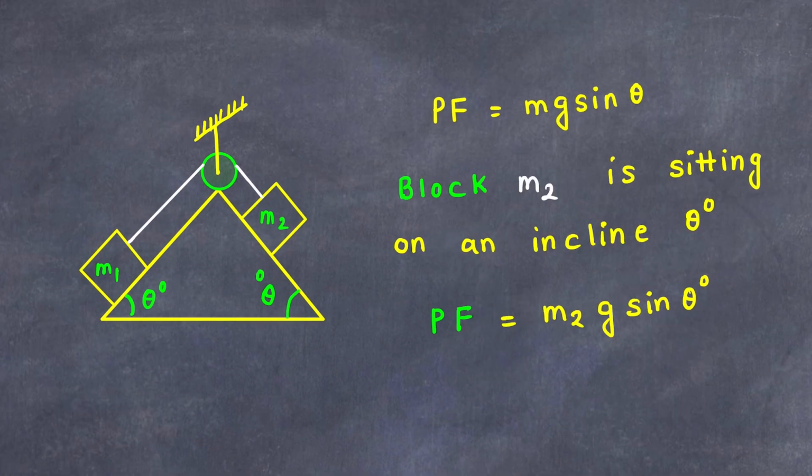Now the magnitude of the pulling force is given as mg sin theta. m2 will provide us the pulling force, as we have discussed earlier. The block of mass m2 is sitting on an inclined plane of angle theta degree. This is the block of mass m2 and this is the angle theta on which it is sitting. So the pulling force provided by this m2 block will be m2 g sin theta. In the place of m we are substituting m2, and in the place of theta we are substituting theta degree.